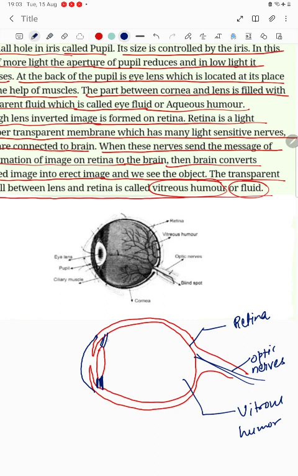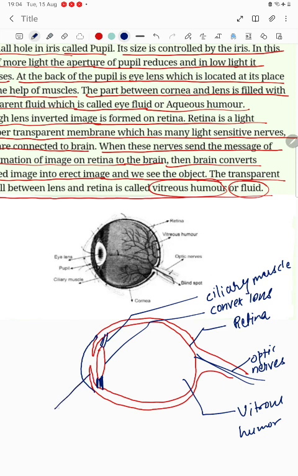Now if you see this one, this is called the ciliary muscle. It is used to regulate the size of the lens. This is the convex lens. This portion is called the iris. And this one is called the cornea. Here there is a gap, a hole, and that is called the pupil.